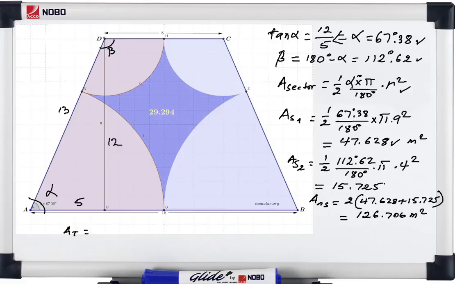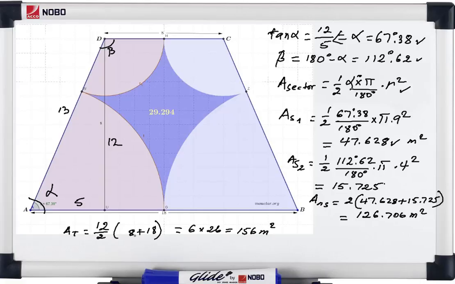Now we have the area of a trapezoid, AT, which is equal to the small parallel side plus the big one, all times the height divided by 2. So height divided by 2 times 8 plus 18, which is equal to 6 times 26, which is equal to 156 square meters.